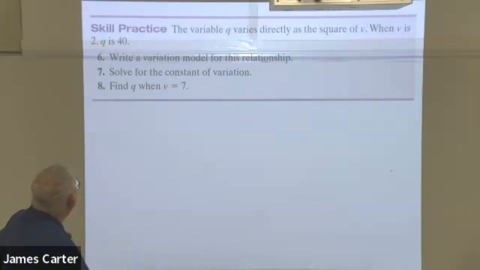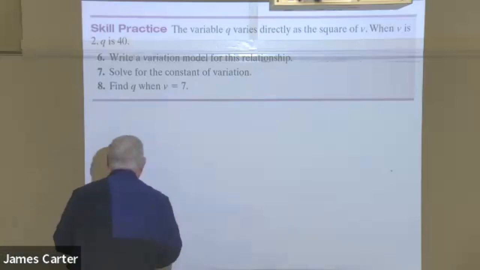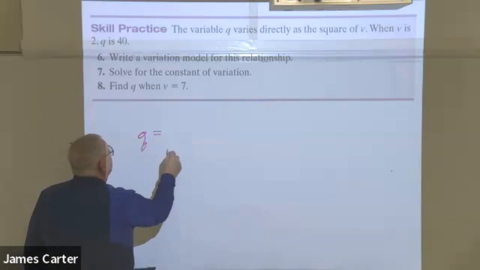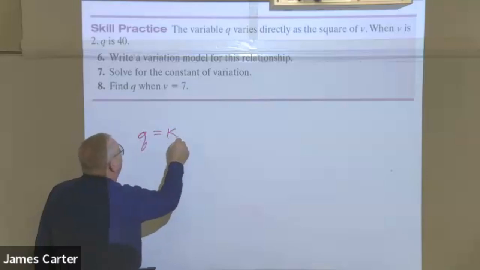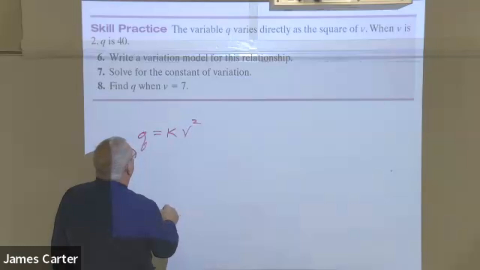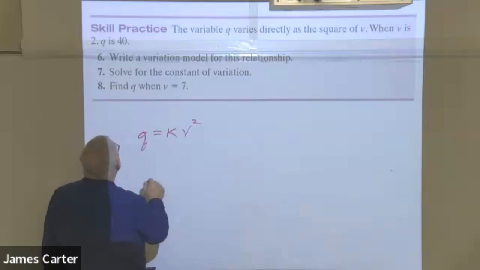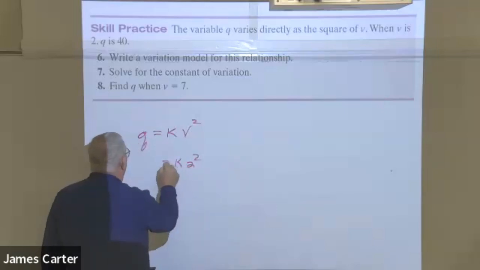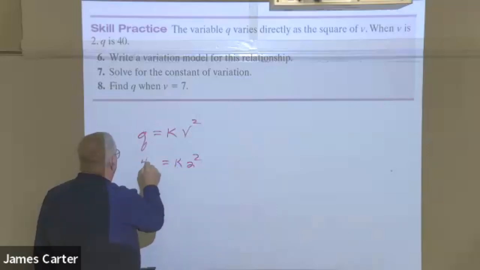Now, variable Q varies directly as the square of V. When V is 2, Q is 40. So Q varies directly as the square of V. That's my general formula. When V is 2, Q is 40.